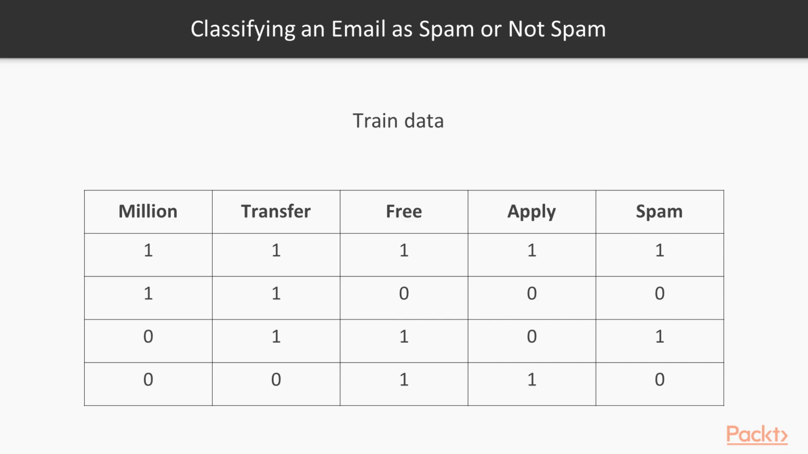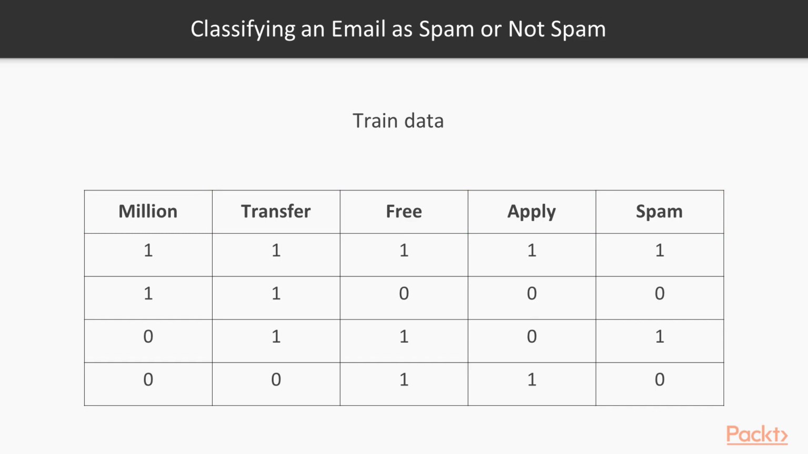In the second example, we want to predict if a given email is spam or not spam. Here, each row represents a different email, and the ones and zeros represent whether a given word is present in that email or not. For example, the four words million, transfer, free and apply are present in the first email, which also turns out to be spam.